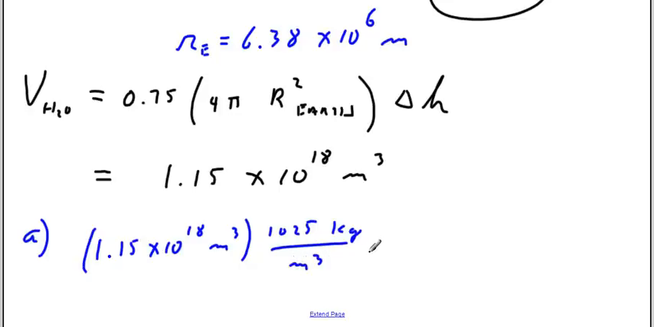Now, why am I multiplying it by 1025 for anyway? I thought we were dealing with fresh water. No, it's the ocean, so now we got to do it with salt water. Okay, so that's how we're doing it with salt water.